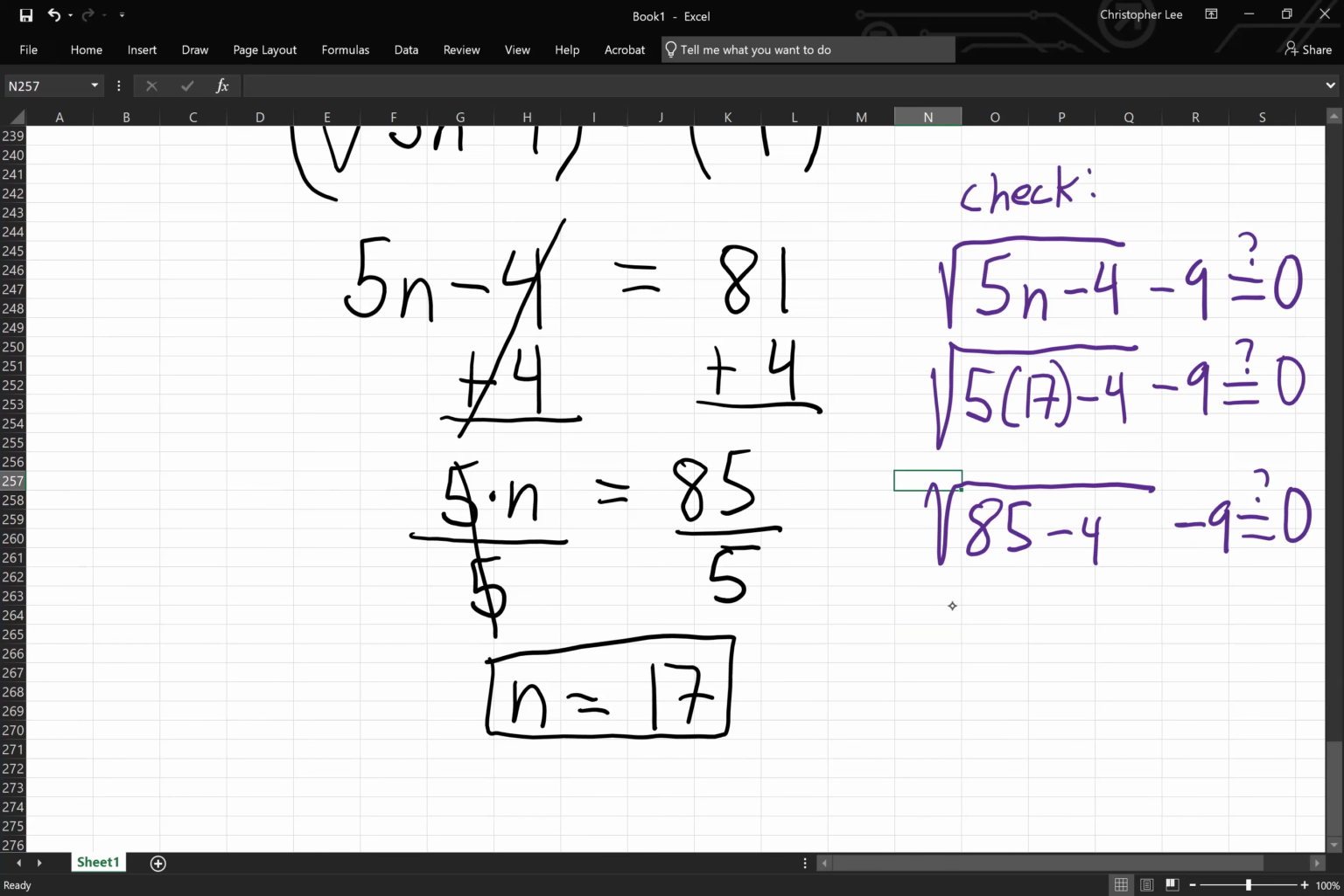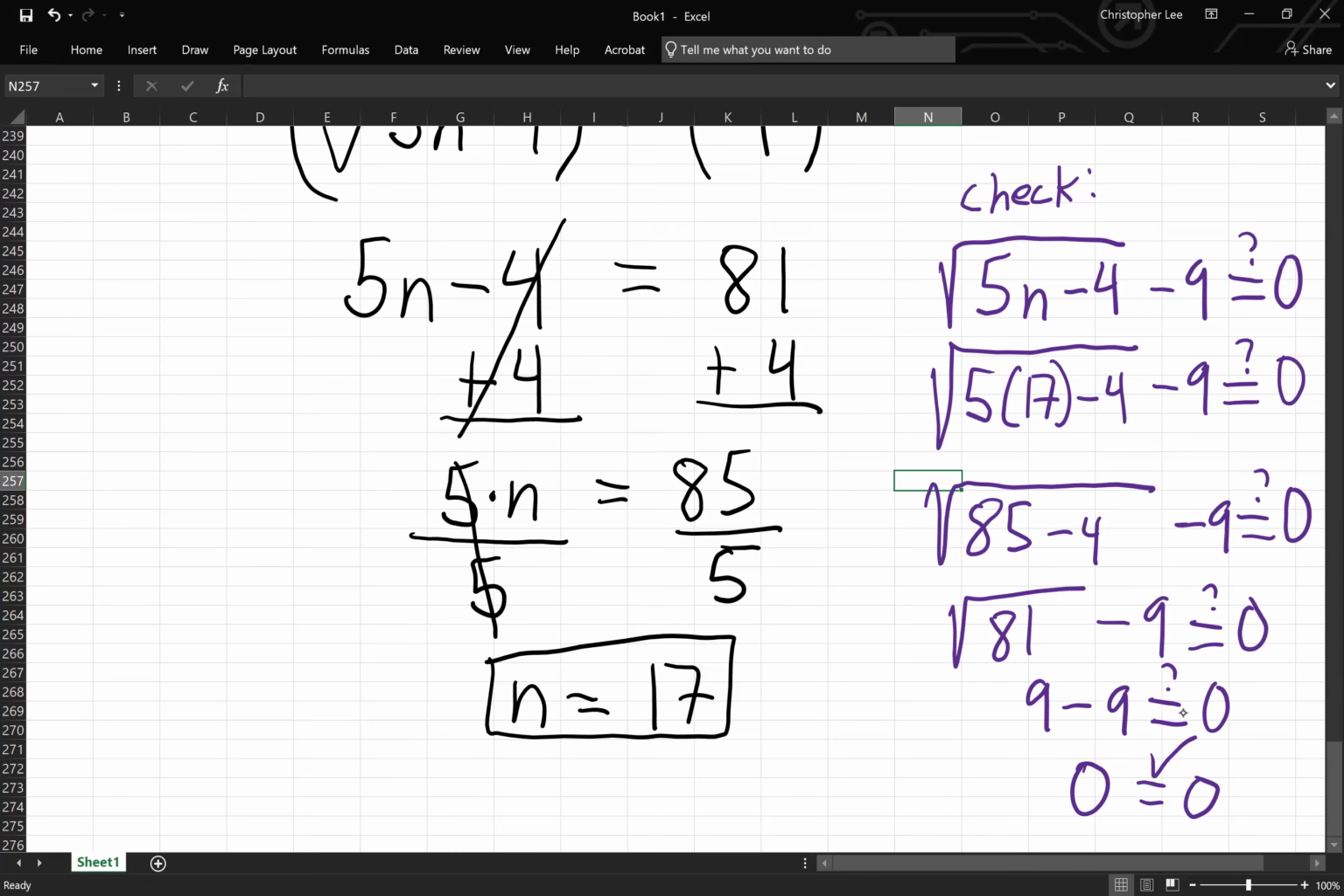85 minus 4, that's going to give me square root 81 minus 9, and allegedly that's equal to 0. Then we're going to have 9 minus 9, which I'm not sure, but allegedly that's equal to 0. And indeed, 0 is equal to 0, so that works.